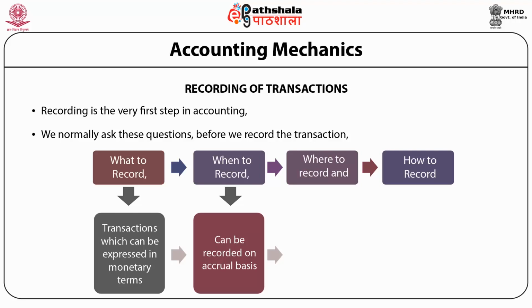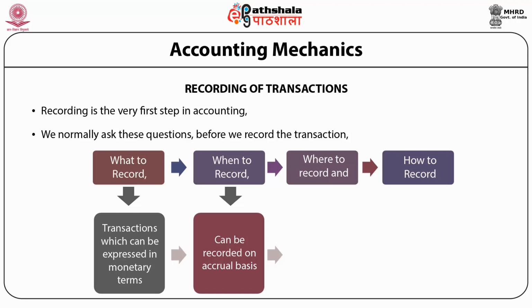Under the accrual basis of accounting system, we record the transaction in the books of account as and when it takes place. We do not wait for the cash to come to the business or cash to be disposed of by the business, because sometimes the transaction may be on a credit basis that may take some time to settle. So we cannot wait for the accounts to settle. So in accounting, we follow the accrual basis of accounting and we record the transaction as and when it takes place.